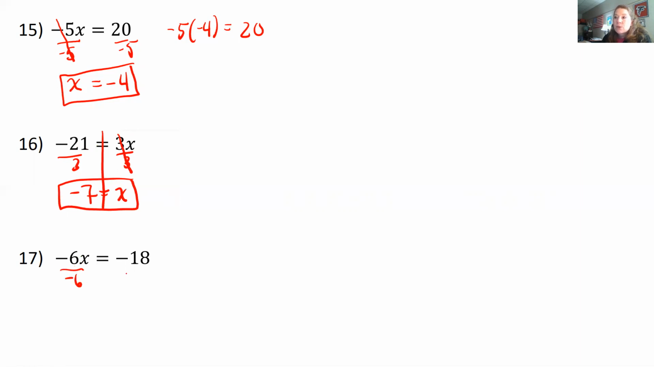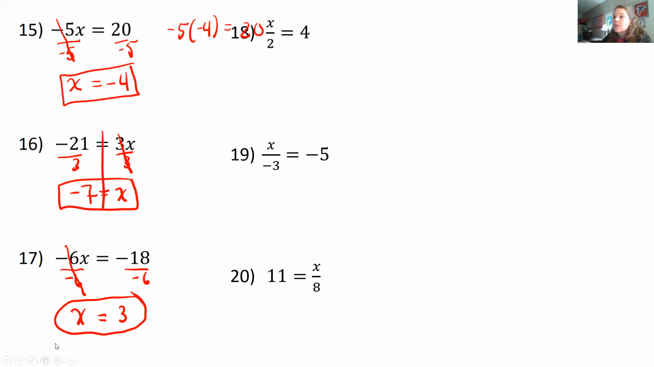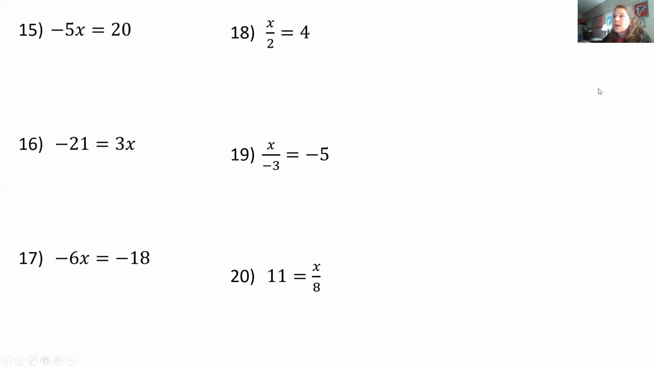We're going to divide both sides by -6. We're doing the opposite operation. We're not changing signs. We're doing the opposite operation. -6 divided by -6 is 1, and 1 times x is x. And -18 divided by -6 is +3. All right. Number 18.